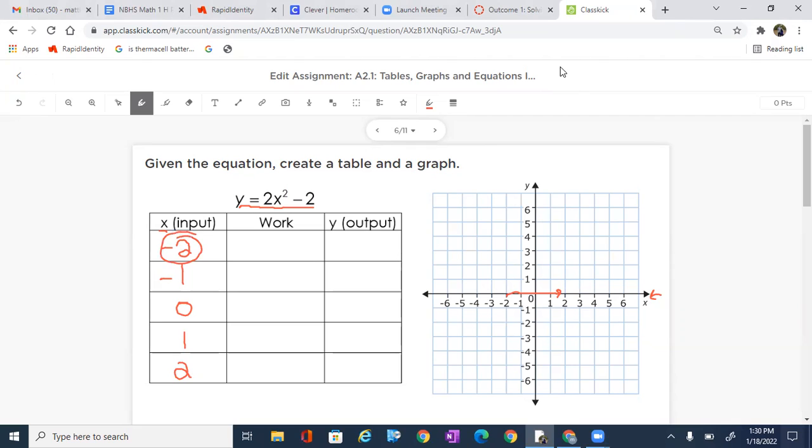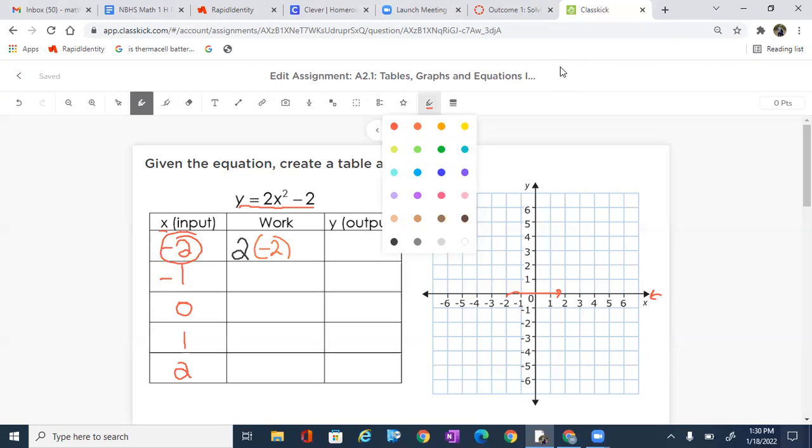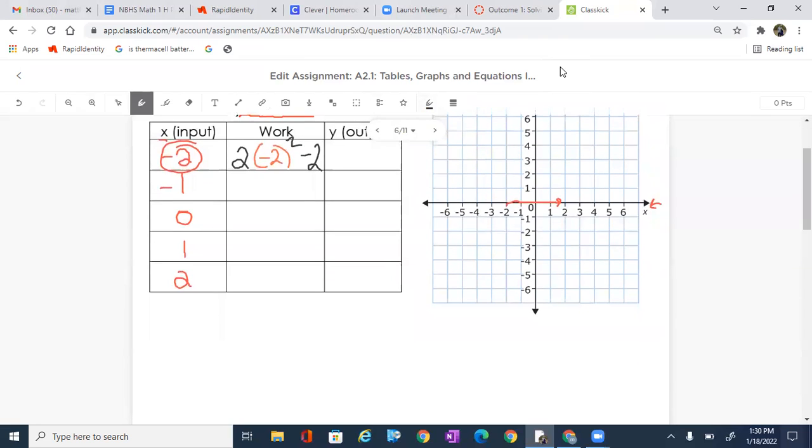So -2 is our x value. And so what I'm going to do is put in that x value. So you'll see this. I'm going to write 2, and then I'm going to put parentheses, -2, and then I'm going to square that value. This is going to be our work for this piece. So if we need to, we can come down here and do a little bit of math. So 2 times (-2) squared minus 2.